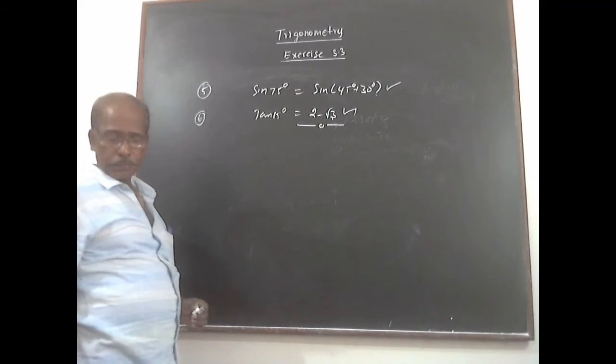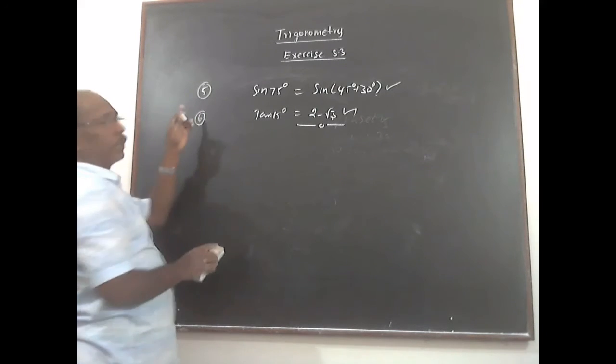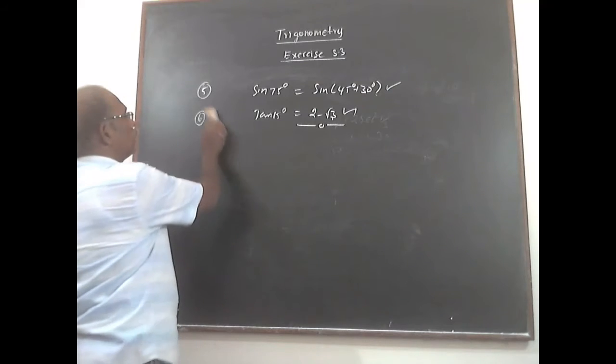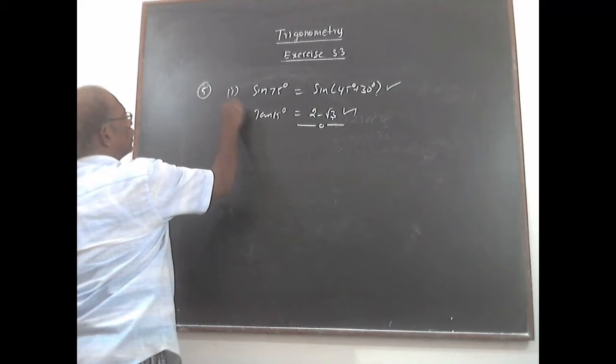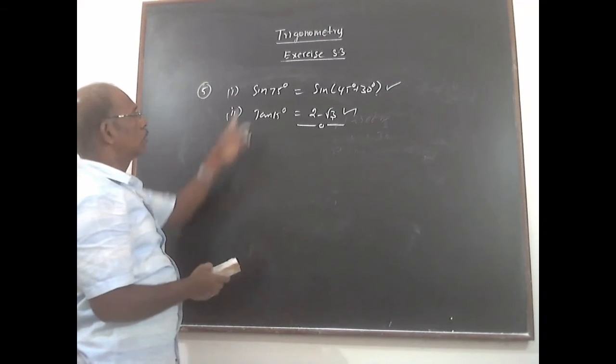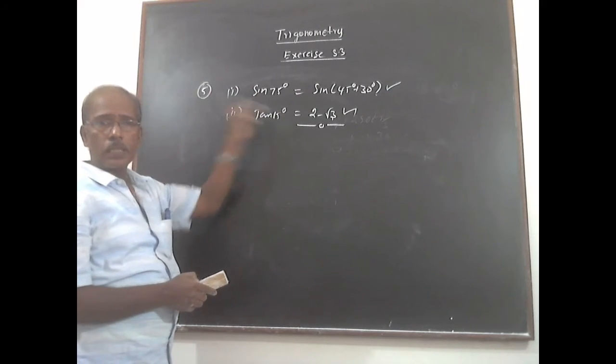Now we'll go to the next question. Sixth question. This is 5, this is 6. This is subdivision 1 and subdivision 2 from the book. So we had already done this question.